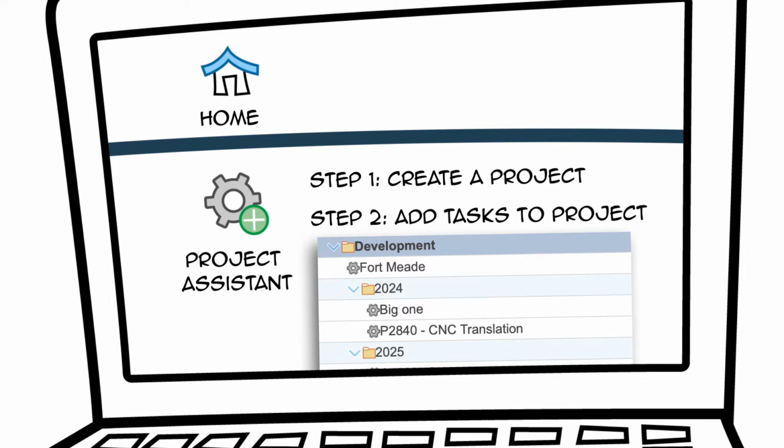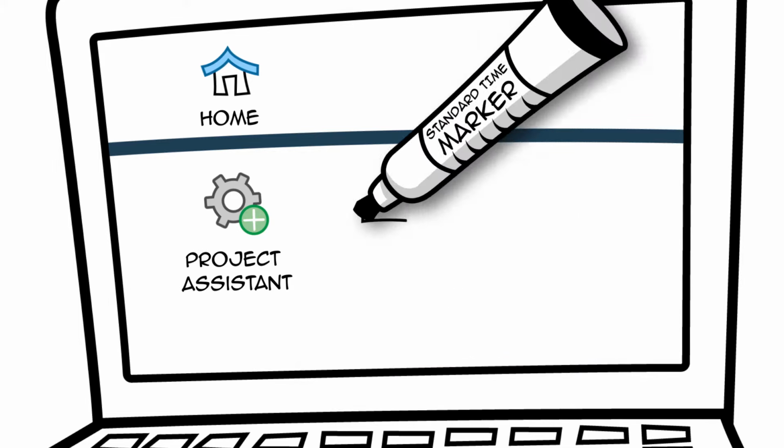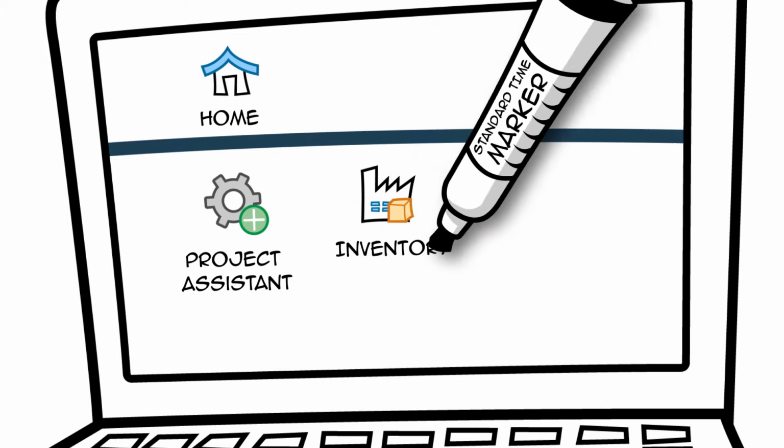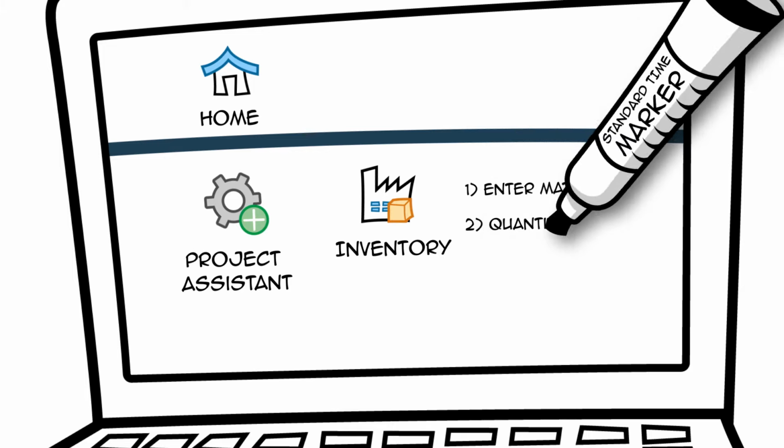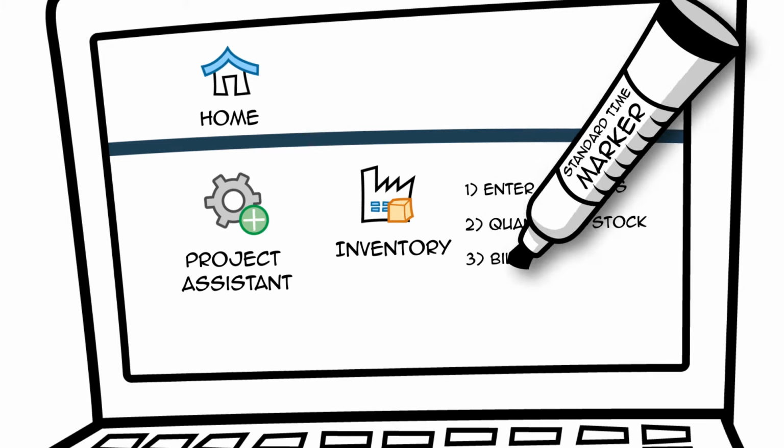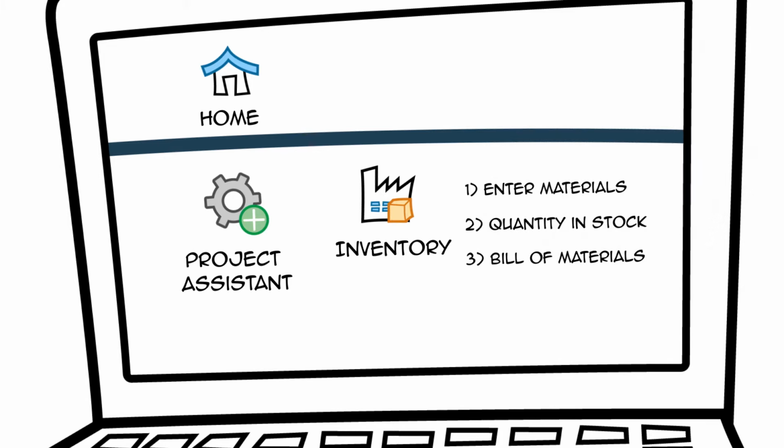Good start! Now go back to the homepage and click Inventory. Enter some materials commonly used on your work orders. Enter a quantity in stock and maybe a new bill of materials built from inventory items in your list.